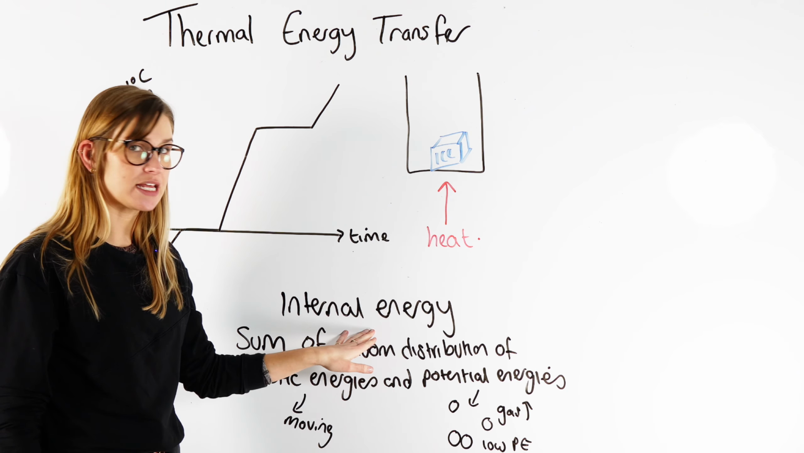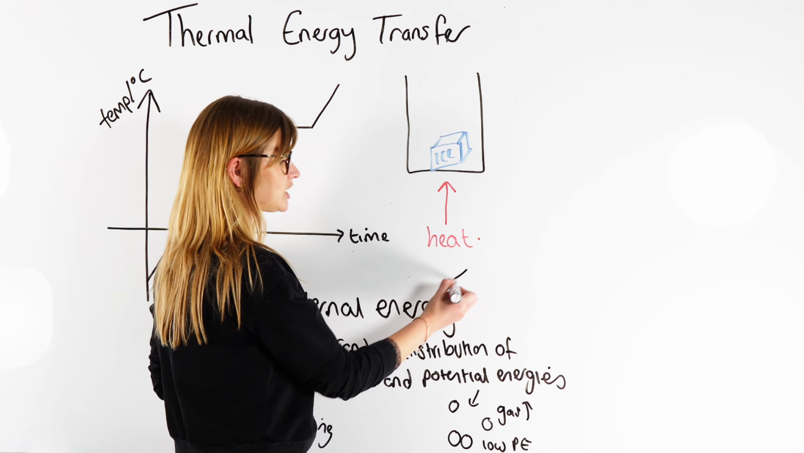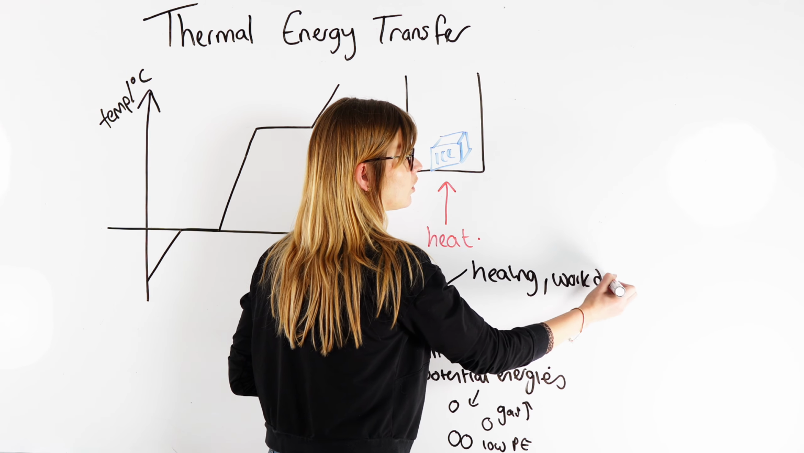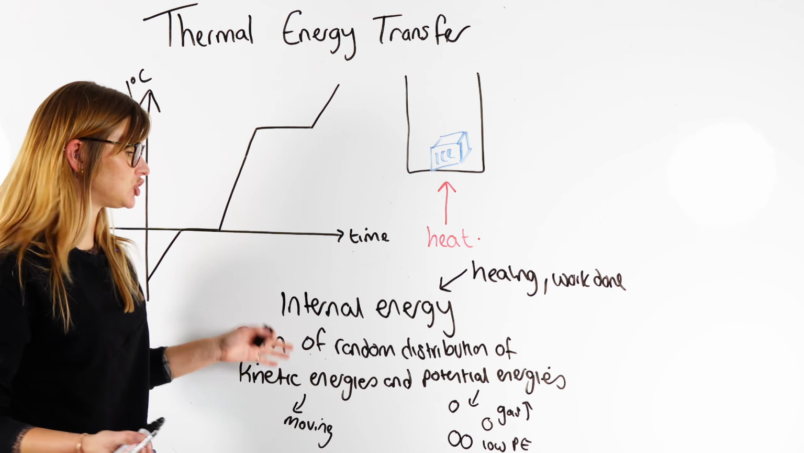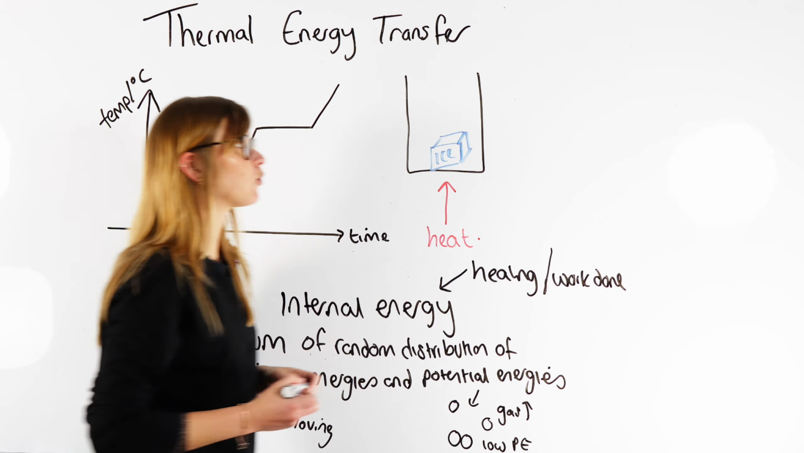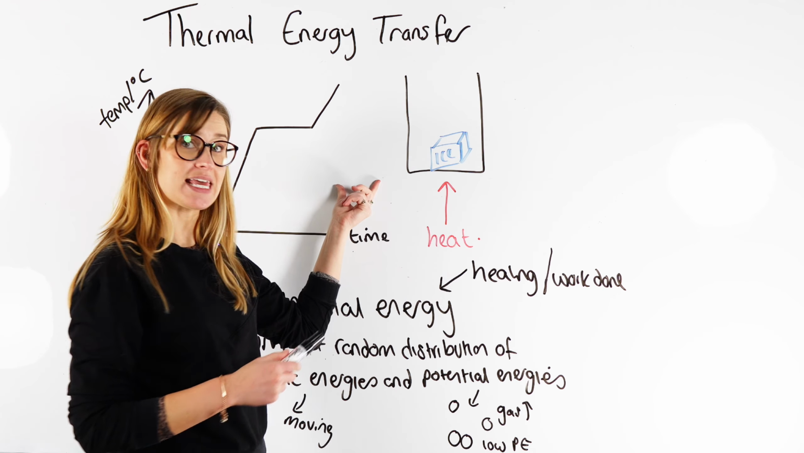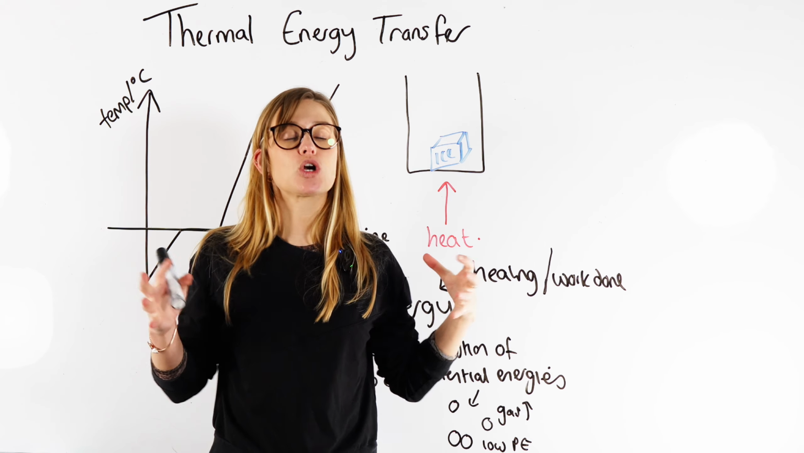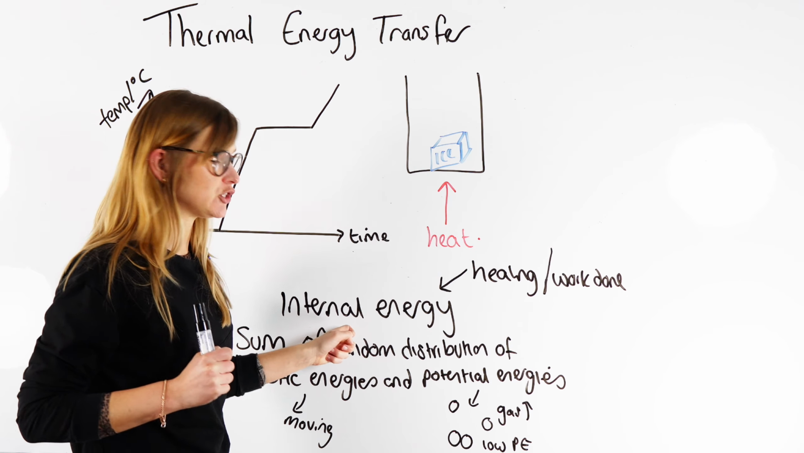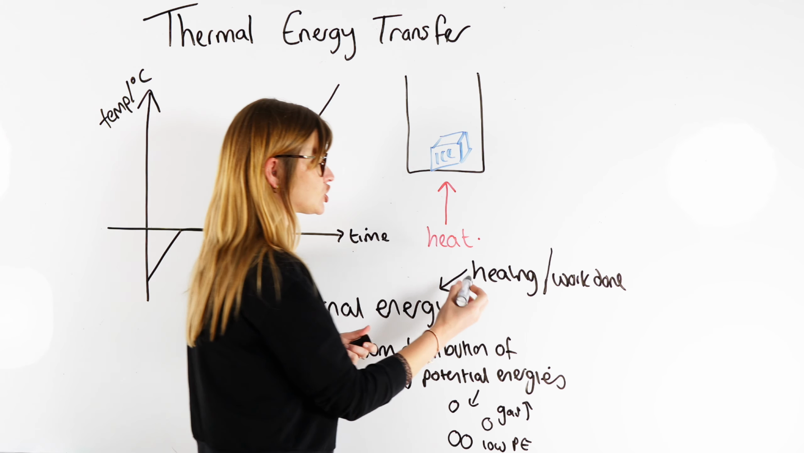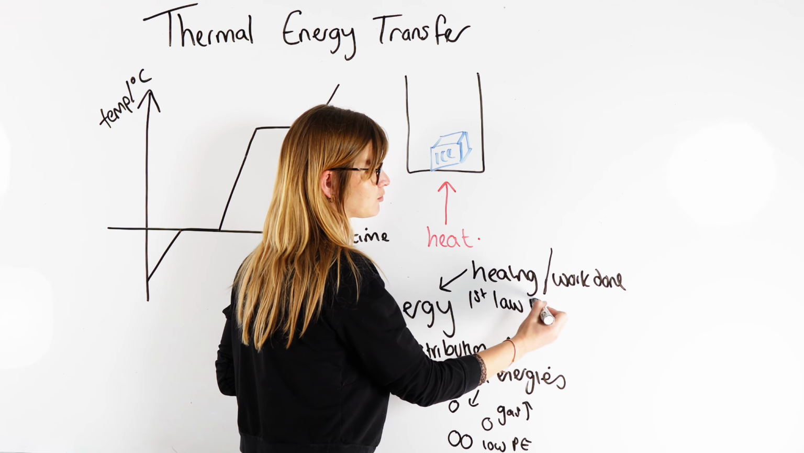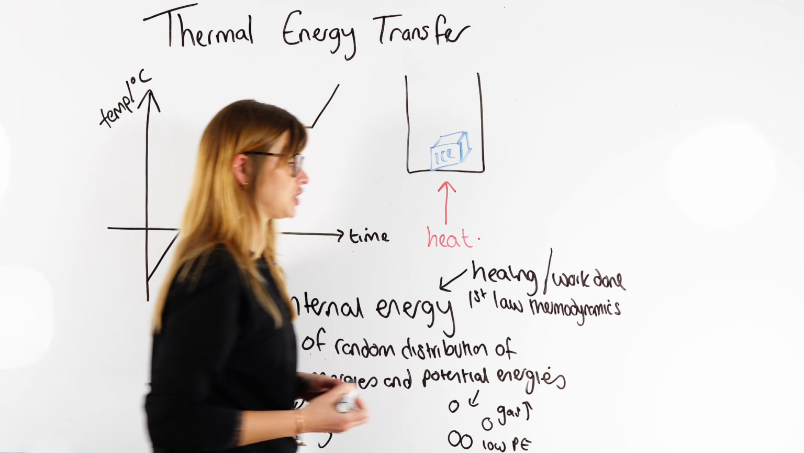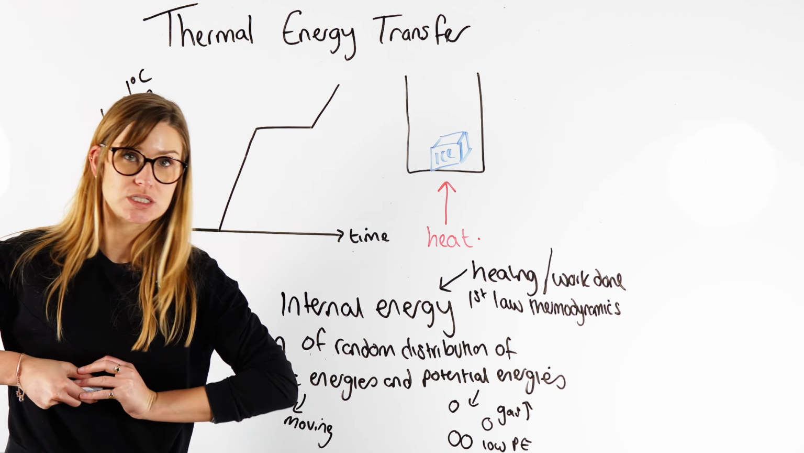So there are two ways to change the internal energy. We can change the internal energy by heating it or by work done on the system. Heating is what we're going to look at here. And another one, work done on the system, is, let's say I've got gas in a container. If I compress that gas, I'm doing work on the gas, so I'm changing its internal energy. And this is called the first law of thermodynamics: the ways to change the internal energy are by heating or by work done.